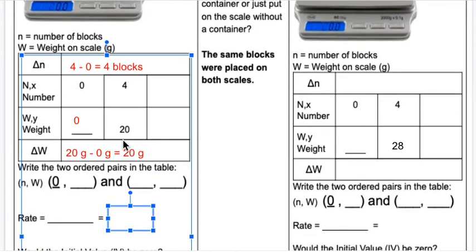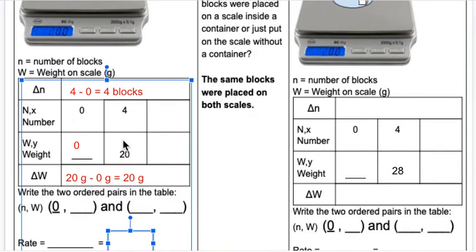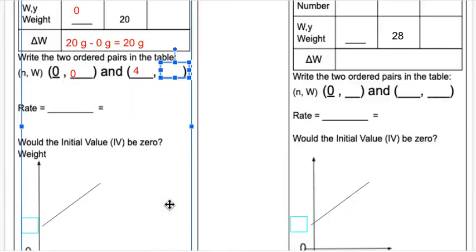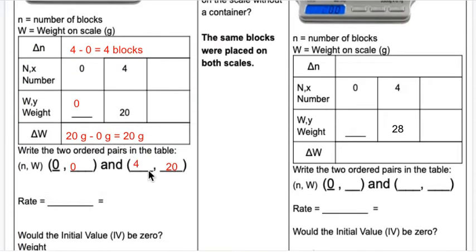Now, what would the ordered pairs be? Remember, ordered pairs are x comma y, so x comes first, then y comes second. So this 0 goes with this 0. And then this one here, 4 blocks has a weight of 20 grams. So that's 4 and 20. So 4 blocks weighs 20 grams, and 0 blocks weighs 0 grams because there's no container there.